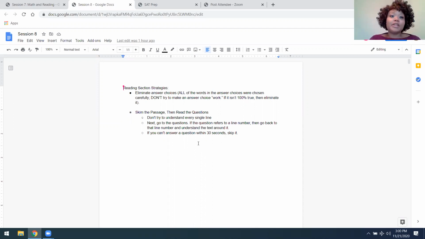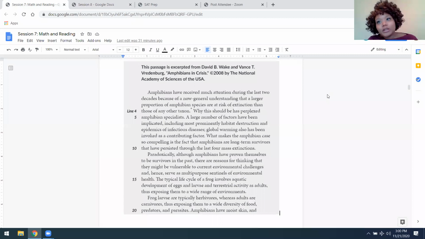Okay, so skim the passage. We're going to go over that in a little bit because we already have this passage to go over. Okay, so last week we did, let me just move this little Zoom bar thing that shows everyone out of my way.